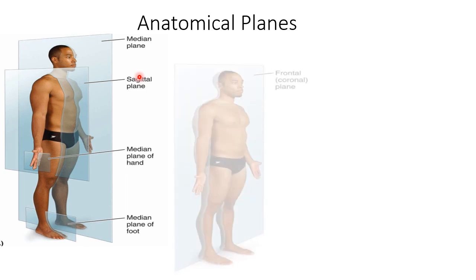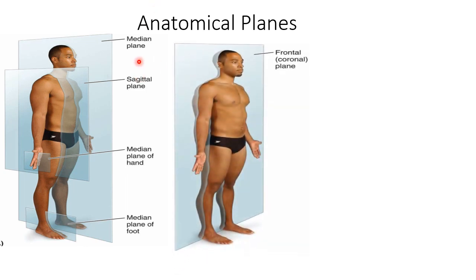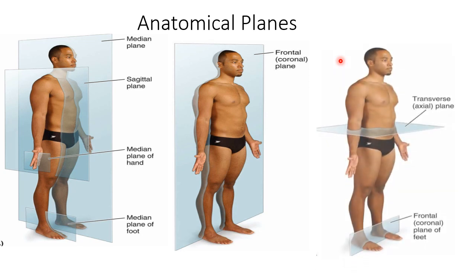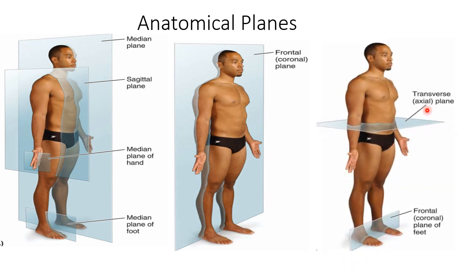Okay. Then another example of an anatomical plane is the frontal or coronal plane. It is the one that cuts your body into anterior and posterior, or into front and back. Then another one is known as the transverse or axial plane. The transverse plane sections your body in a horizontal manner. As you can see from there, this is a transverse or axial plane. Then you have a frontal or coronal plane just like this one.